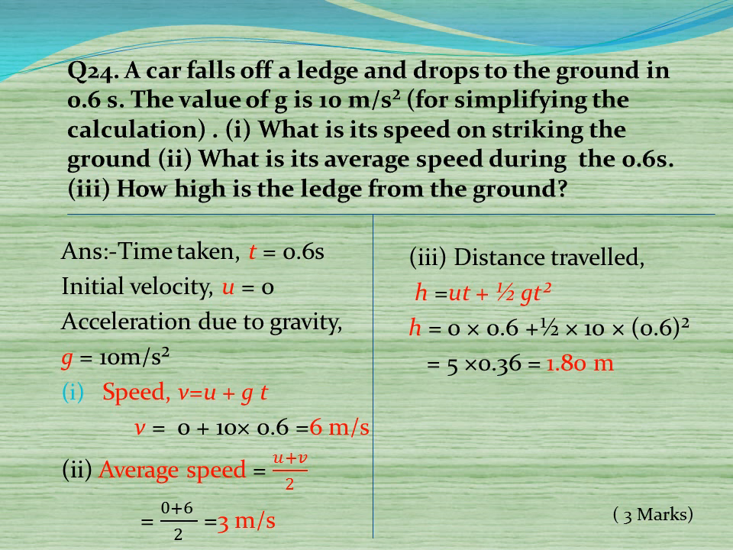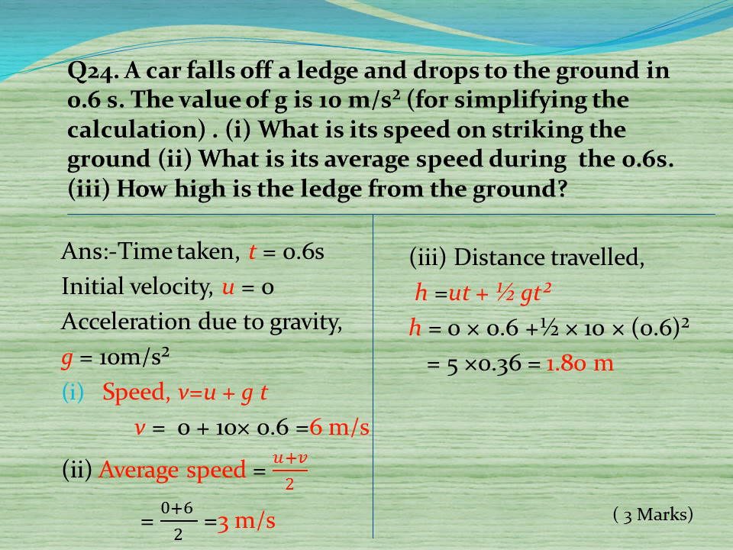Question number 24. A car falls off a ledge and drops to the ground in 0.6 seconds. The value of g is 10 meter per second squared, for simplifying the calculation. 1. What is its speed on striking the ground? 2. What is its average speed during the 0.6 second? 3. How high is the ledge from the ground? Answer.